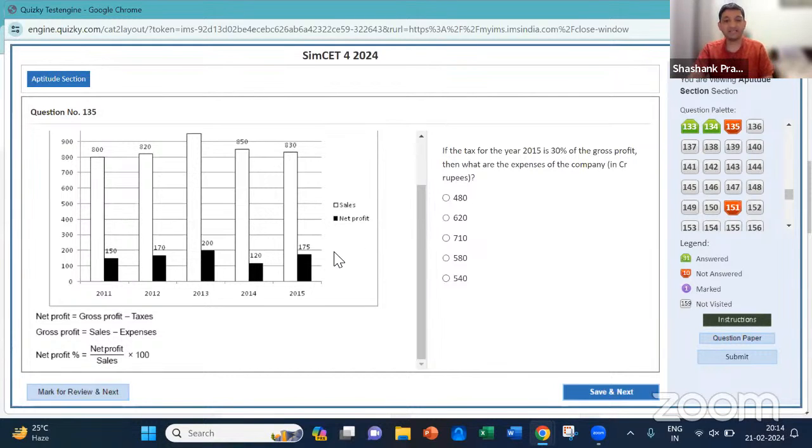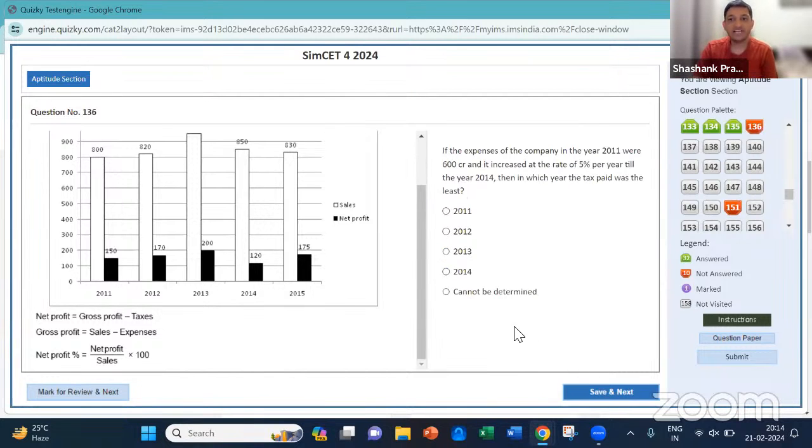Expenses will be 830 minus 250, 680. 580, 687. Yeah, 580, sorry. Expenses in 2011 was 600 crores. So 200 is the net and 50 is the taxes. Okay, so 50 was the taxes. Oh, expenses increased by 5% per year.